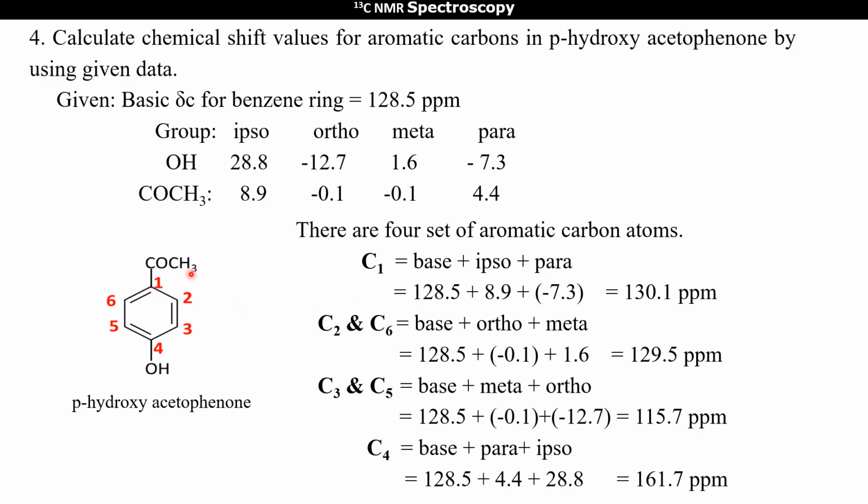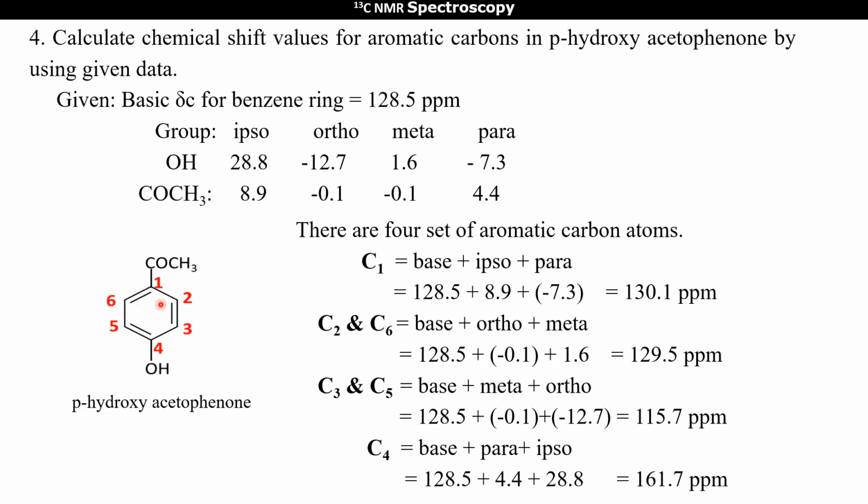In that case, the COCH3 group is at ipso position, that is the substituent carrying carbon, while the OH group is at para position. Therefore, the equation is base plus ipso plus para. For ipso position, there is a COCH3 group, the increment is 8.9, and the OH group is at para position, the increment is minus 7.3. Therefore, the chemical shift value of C1 is 130.1 ppm.